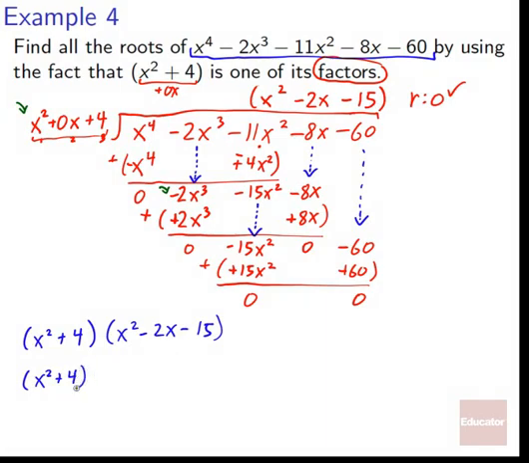If we were to try to set that to 0, we'd have to have x squared, when squared, become a negative number. There's no real numbers that do that. So that one, that's irreducible. We're not going to get any roots out of that. No real roots there.